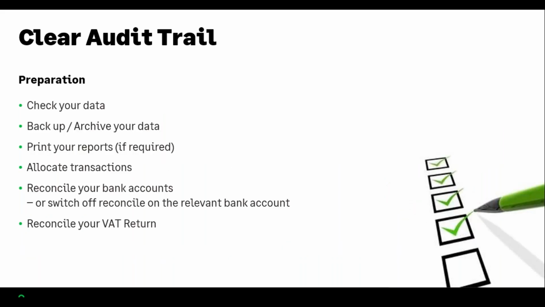So how do we prepare? First off, check your data. Do a health check. File, maintenance. Make sure all your numbers are correct and everything is nice and healthy. No errors to report or anything like that at all. Then, most importantly, once you know you've got a healthy version of your data, back it up. Archive at the same time.